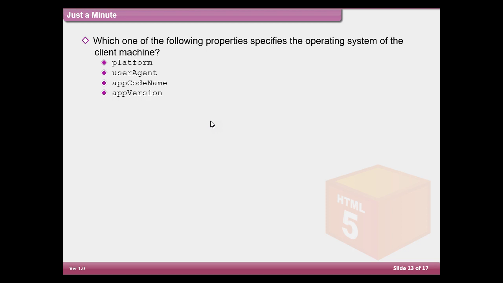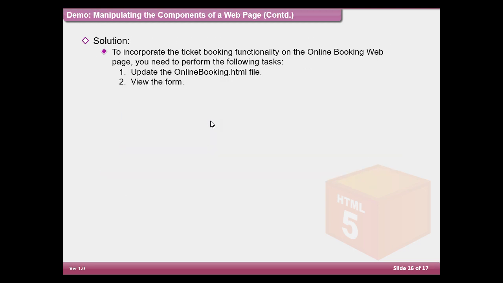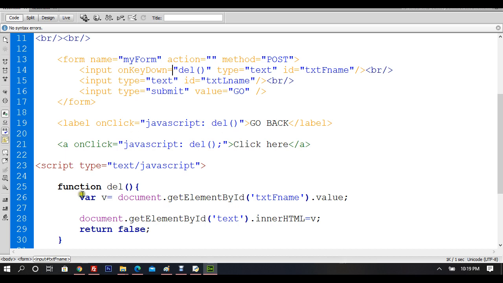Okay, which of the following properties specifies the operating system of the client machine? Does userAgent know? userAgent is about the browser information, right? It does not give you that. appCodeName will not give you that, it's browser. appVersion is about the browser. Only platform is the operating system. Now the solution is platform. Right, so we are done.